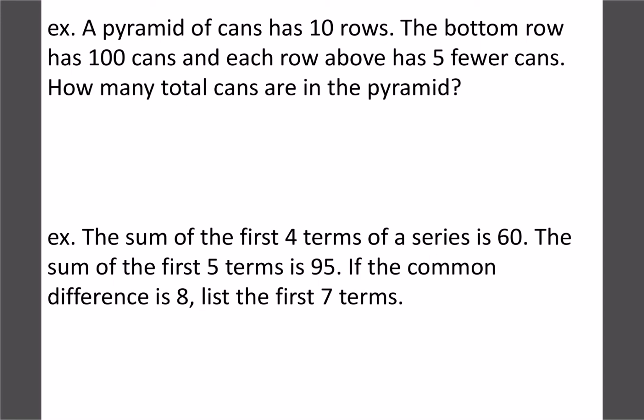It says a pyramid of cans has 10 rows. The bottom row has 100 cans, so we know our term 1 is 100. Each row above it has 5 fewer cans, so then we'll go 95, 90, and so on. And it's asking what are the total number of cans in the pyramid. So we want to find Sn.